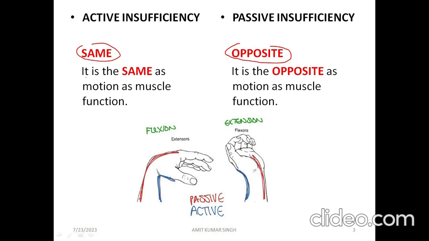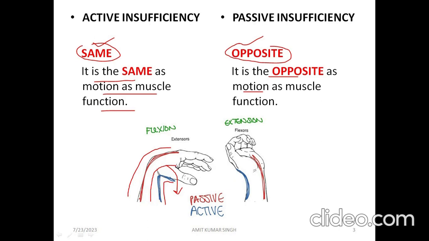What is active? It is the same as the motion, the same as the muscle function. And what is passive? It is the opposite of the motion, the opposite of the muscle function. So let's try to understand this same and opposite. Here the subject is trying to do the wrist flexion movement. On the same side as the movement, the muscles will be going into active insufficiency, and the opposite muscles will be going into passive insufficiency.